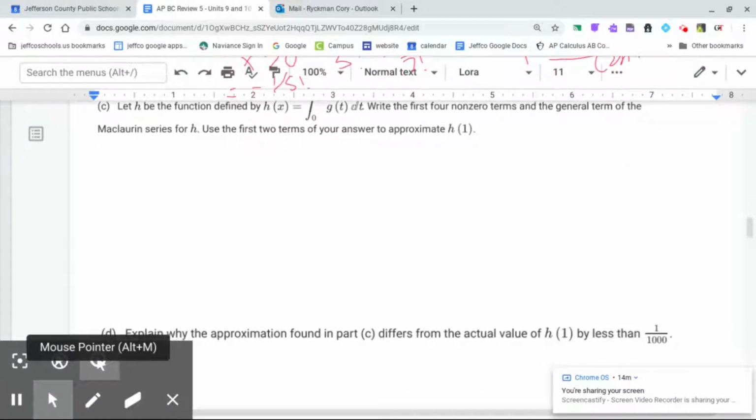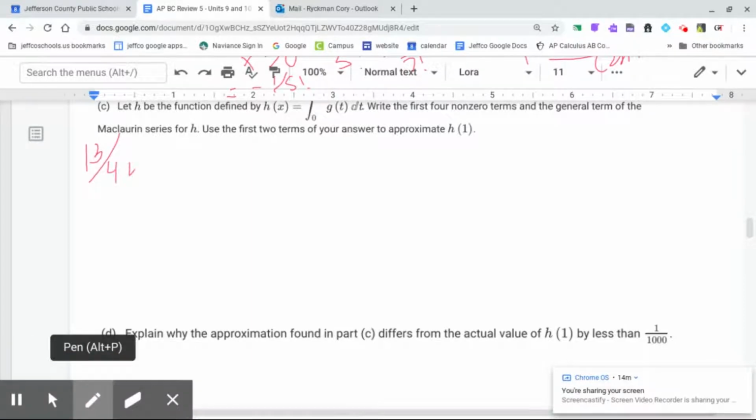Part C, I have 13 over 42. If you have that and you feel confident in your work, cool, move on. If you don't have that, then let's talk about it here.